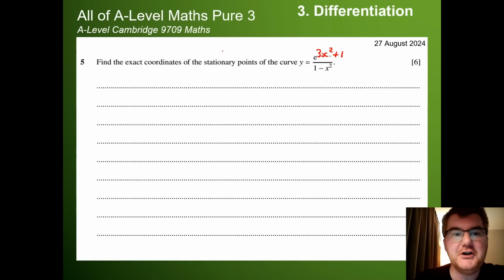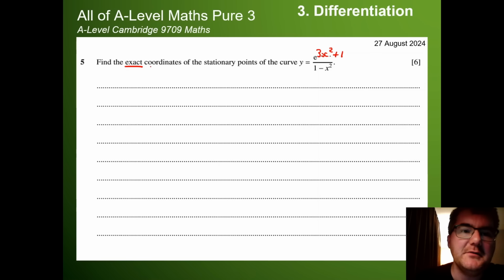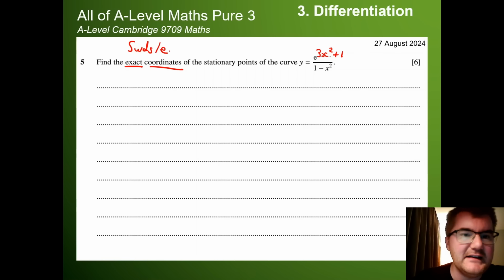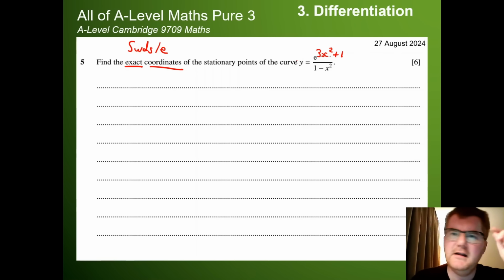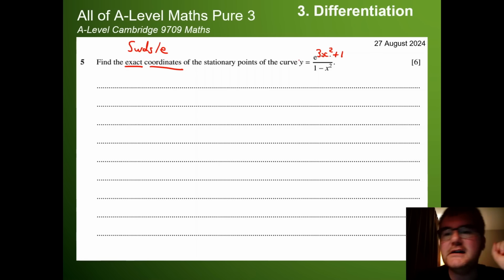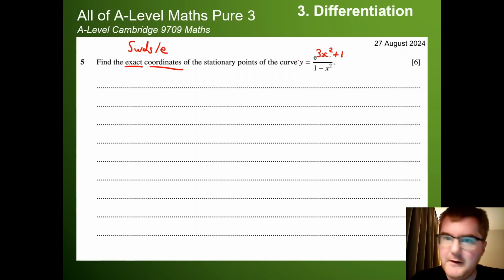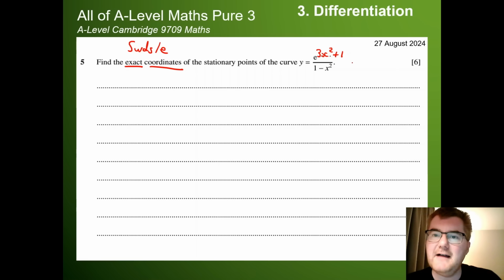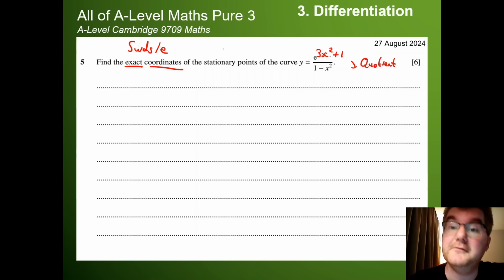where they just give you an expression and you need to find the exact coordinates, when you're working in terms probably of surds or in terms of e, things like this, of the stationary points of this particular curve. So the issue is not what to do in this particular question, it's actually just doing this very carefully. Now notice we have a fraction, so we have a quotient, in other words, so we're going to use the quotient rule in order to differentiate this.